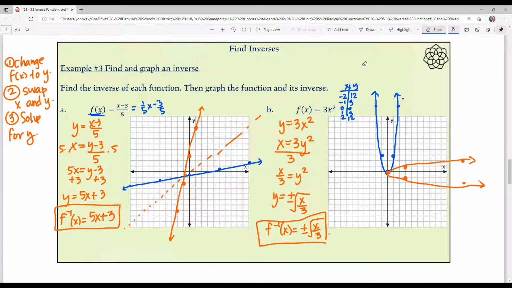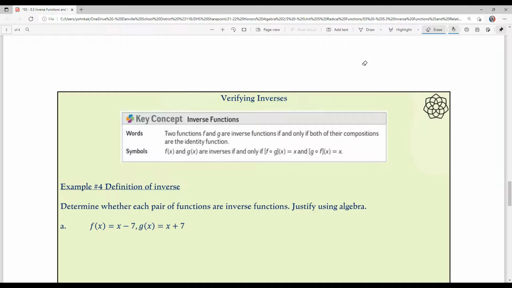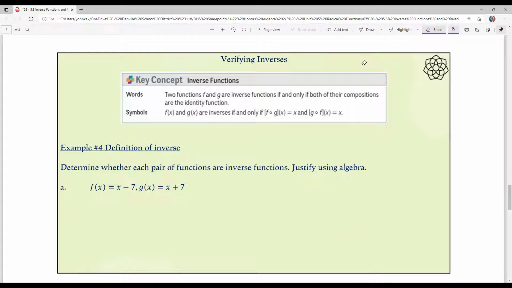Okay, so that's how you find an inverse and how you graph the original and the inverse. Now, what if I'm given two equations of functions and asked to see if they are inverses of each other? Two functions, f and g, are inverses of each other if and only if both of their compositions are identity functions. So I need to find f circle g of x, and I need to find g circle f of x. And if they both equal x, then they're inverses of each other.